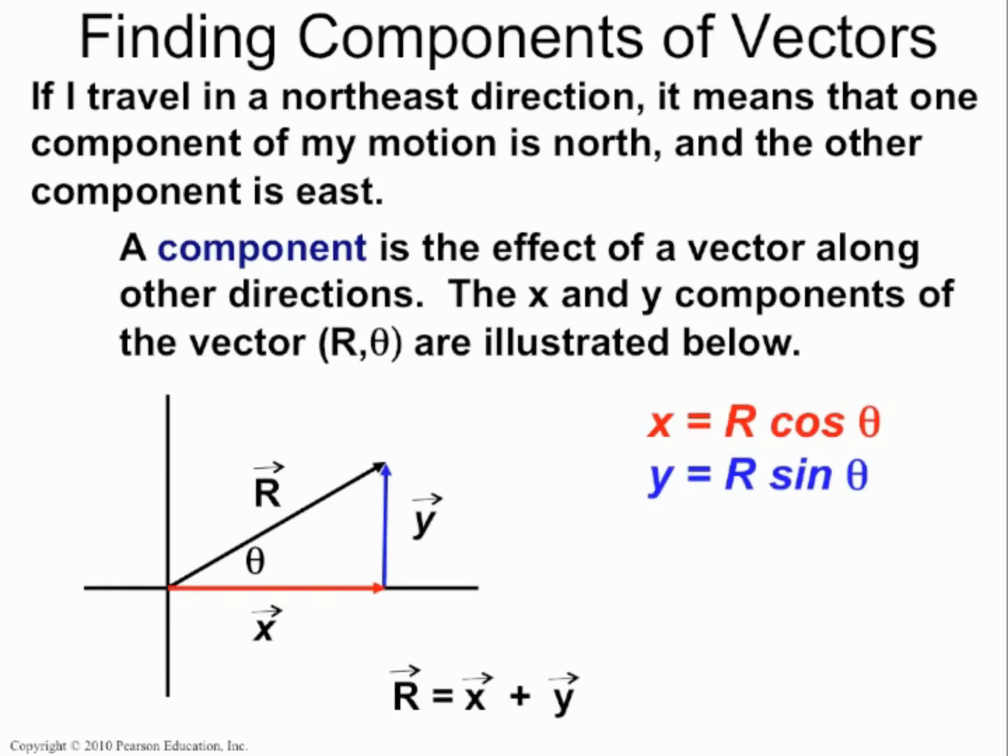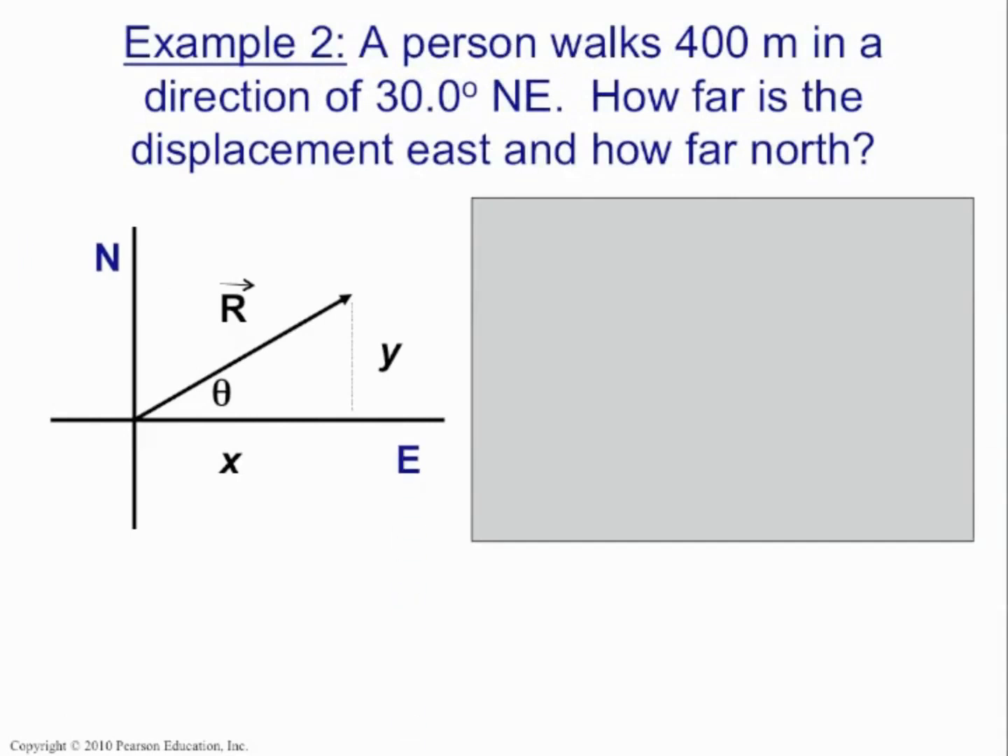Now, very importantly, two of the corollaries from the previous slide, x equals r cosine theta and y equals r sine theta, we will use these equations in order to calculate the magnitude of vector x and the magnitude of vector y. Example 2. A person walks 400 meters in a direction of 30.0 degrees northeast. How far is the displacement east and how far north?